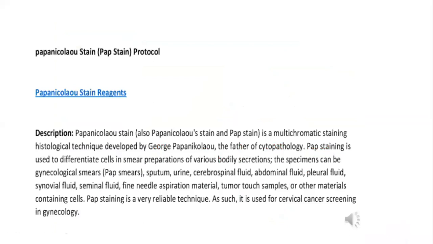First of all, we will learn about the Papanicolaou stain. What does it mean? Papanicolaou stain is also known as PAP stain. It is a multichromatic stain, which means it is made up of more than one stain. It is used for histological techniques and was developed by George Papanicolaou, who is also known as the father of cytopathology. PAP staining is used to differentiate cells in a smear. How to differentiate? It can differentiate normal cells from malignant cells.